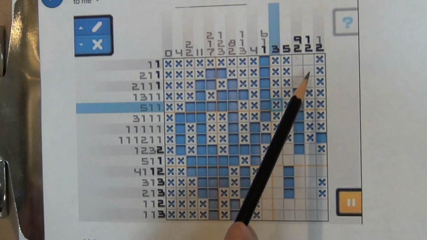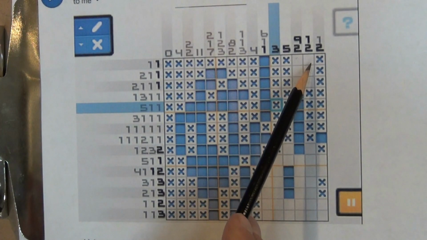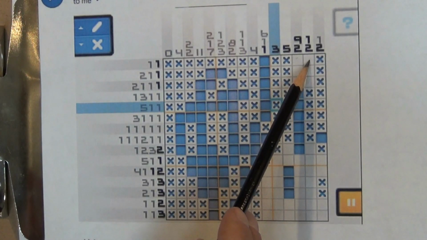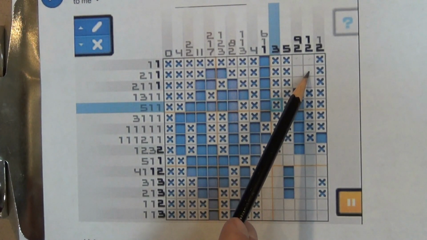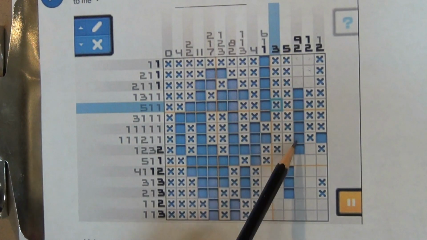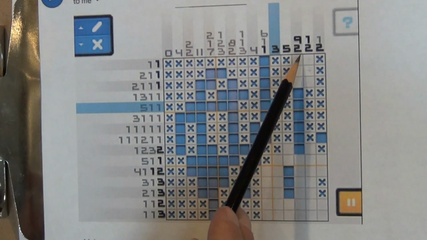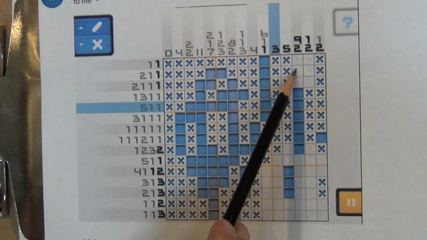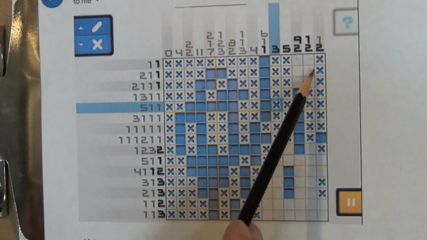But we do know that we could have a 1 here, but we cannot have a 1 in the second row. The reason the 1 can't be in the second row is if you fill this square in, then you would have to fill in this square here, but this is a 9, so this either goes all the way up, or it goes all the way up to here, or it goes all the way up to here.